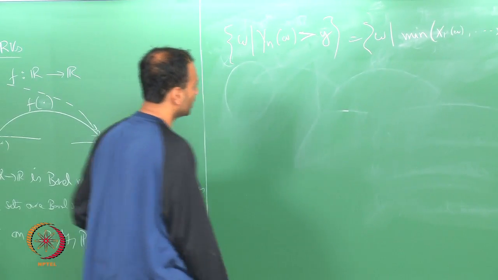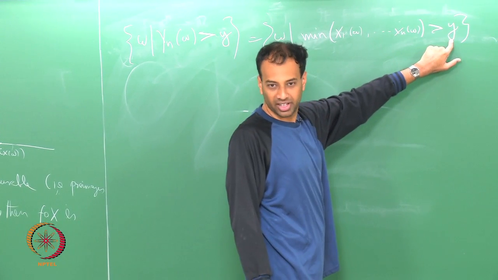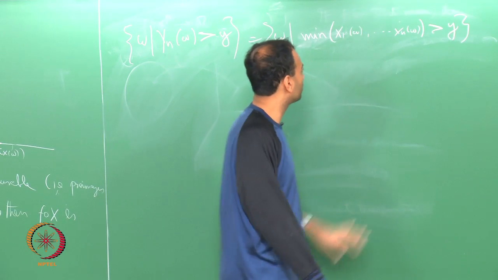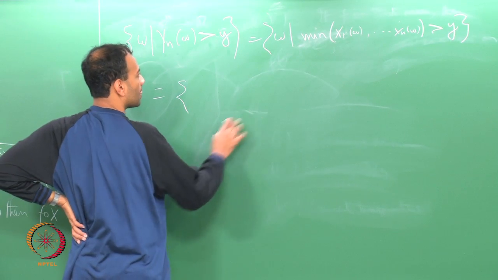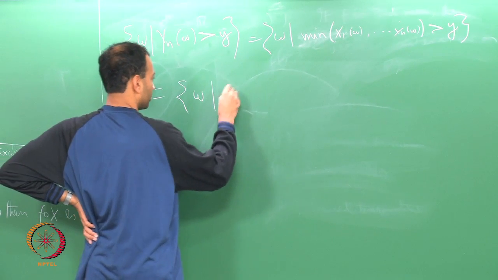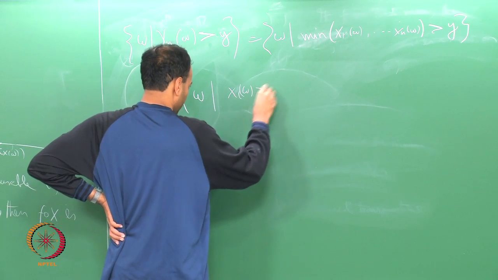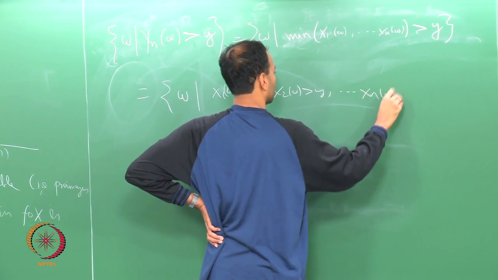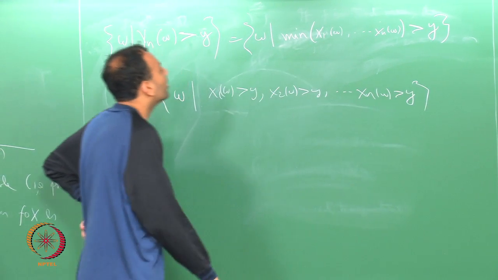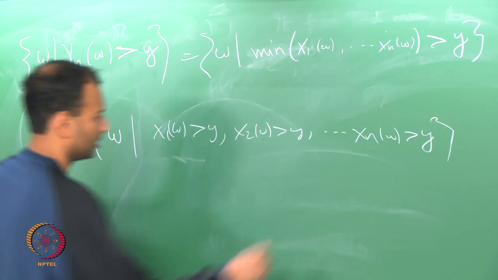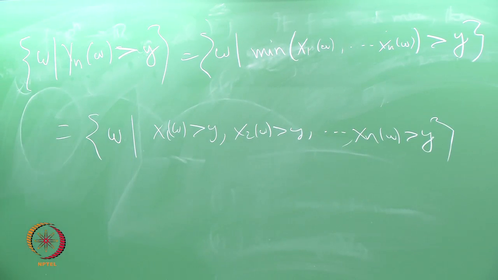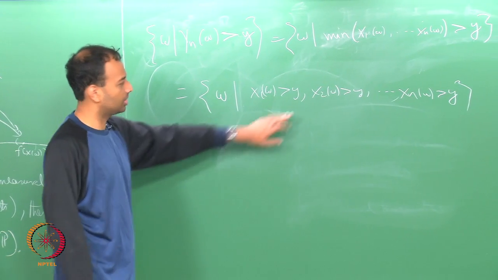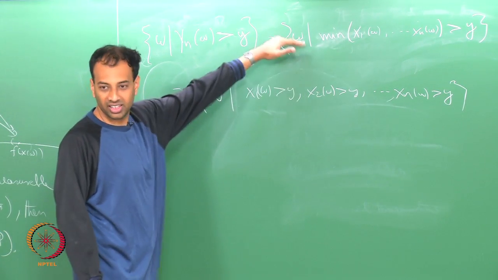Right, and if you are saying that the minimum of all these guys is itself greater than y, then each of them must be greater than y, right? They're equivalent. This is equivalent to saying omega such that X1 of omega greater than y, comma, X2 of omega greater than y, dot dot dot, Xn of omega greater than y. All right, so again commas mean intersection. So is this step clear? This is the key step.